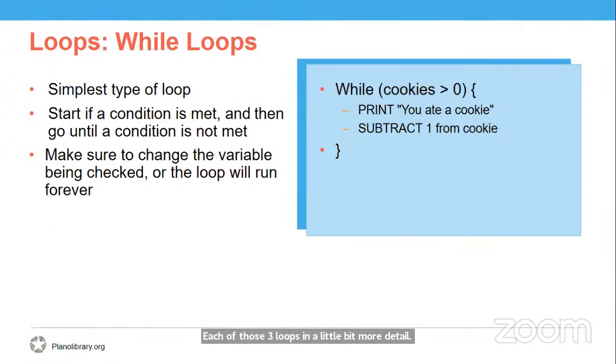While loops are the simplest type of loop. They start very similar to the if statement in that you have the name of this building block, while, and then a condition afterwards.